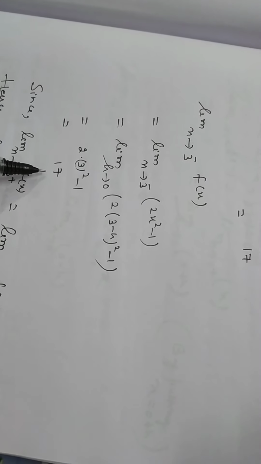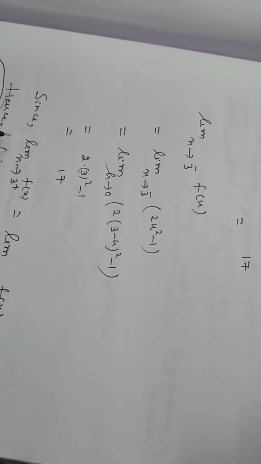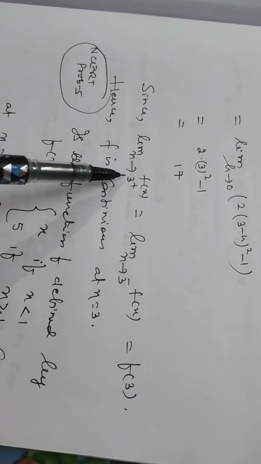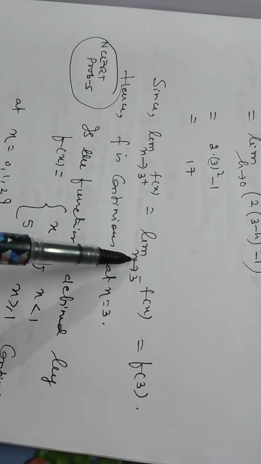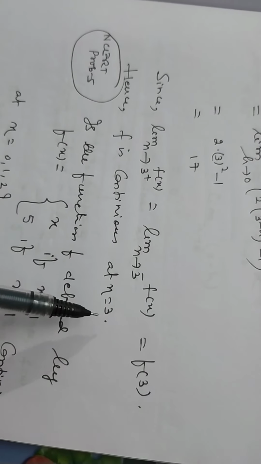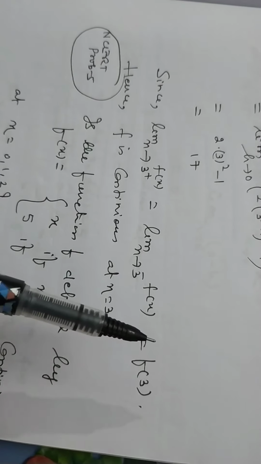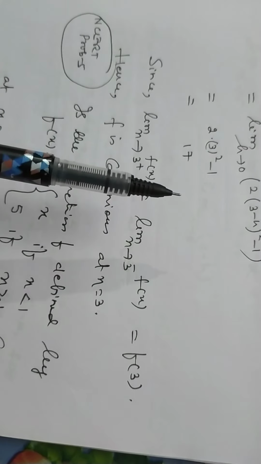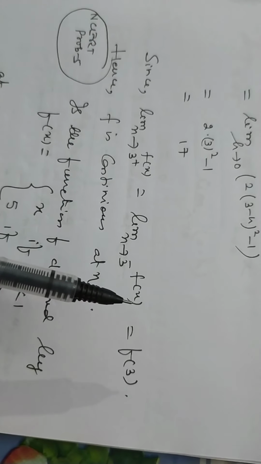After simplifying, we will get 17. So what do we observe here? We observe that the right hand side limit is equal to the left hand side limit, which is equal to the value of the function at the point 3. So f(x) is continuous at x = 3. The most important point to solve this type of problem is how you represent and write it. Without knowing the way of expressing and solving the problem of continuity, you can't get 100% marks. So you must note the steps which I have already explained.